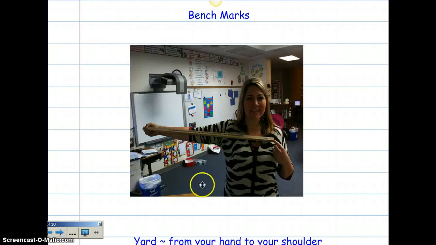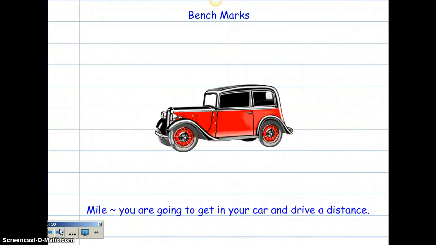And for a yard, it's from your hand to your shoulder, and that's a yardstick. So you can see that that's the benchmark measurement for a yard. For a mile, that's something that you're going to have to get into your car and drive a far distance. So if you're thinking about miles, think about how far you have to drive.